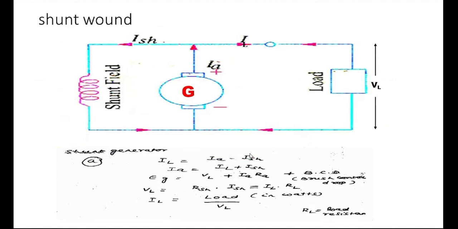The next one is the self-excited DC generator. One type is the shunt wound DC generator. Here the shunt field winding and armature winding are connected in parallel, so both arrangements are connected in parallel with the load circuit. You can apply Kirchhoff's current law: IA equals IL plus IS. The generated EMF in the armature winding, EG, is equal to V plus IA RA plus brush drop. Also VL equals VSH equals ISH into RSH.